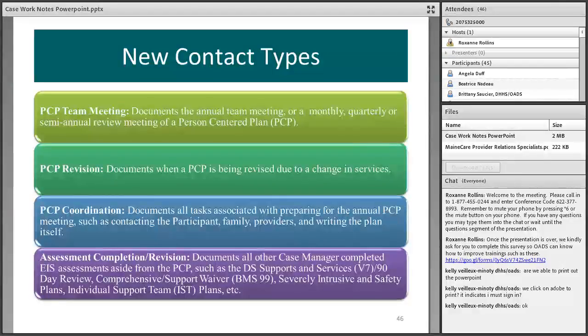These are the new contact types that we've added. There's a PCP team meeting, which documents the annual team meeting or a monthly, quarterly, or semi-annual review of the PCP. PCP revision, which documents when the PCP is being revised. The PCP coordination contact type, which documents all tasks associated with preparing for the annual plan, such as contacting the participant, family, providers, and also writing the plan. And there's also the assessment completion/revision, which documents all other case manager completed EIS assessments aside from the PCP, such as DS supports and services, or the B7, the BMS 99, and those other types of assessments that aren't the PCP. So those are new contact types.